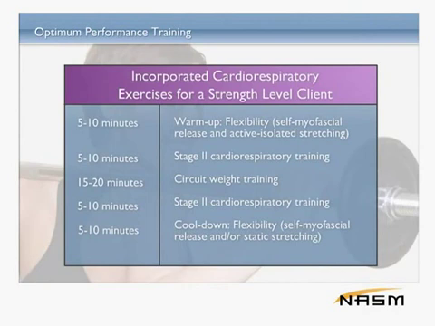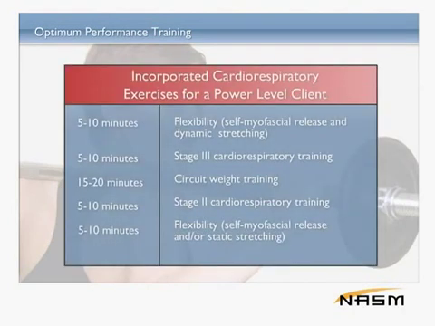Again, start with 5 to 10 minutes of stretching, which would include active isolated stretching versus static stretching. Second, perform 5 to 10 minutes of Stage 2 cardiorespiratory training, or 80 to 85% intensity. Third, perform a circuit weight training routine. Fourth, perform a second round of Stage 2 cardiorespiratory training for 5 to 10 minutes. Then, finally, cool down for 5 to 10 minutes using corrective stretching.